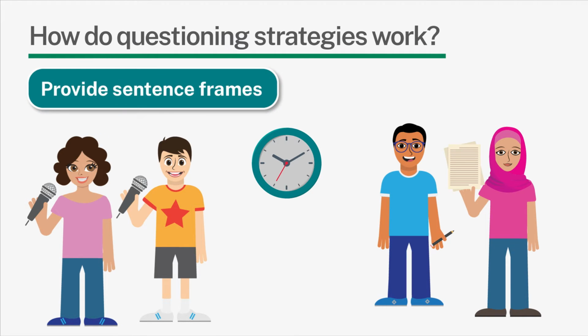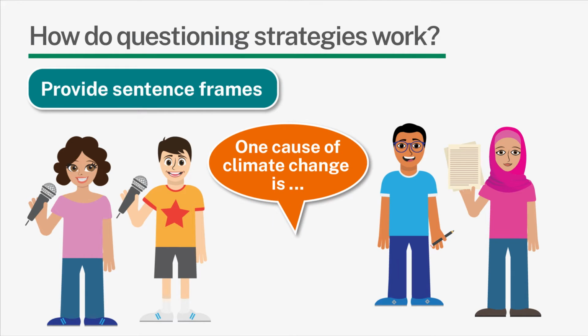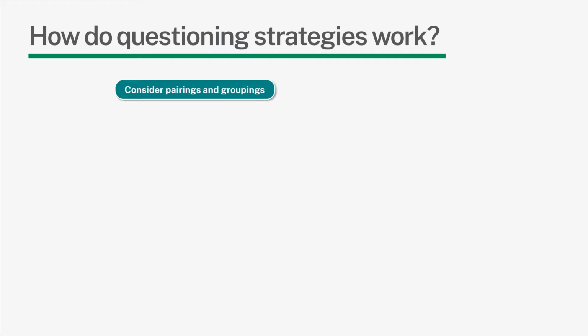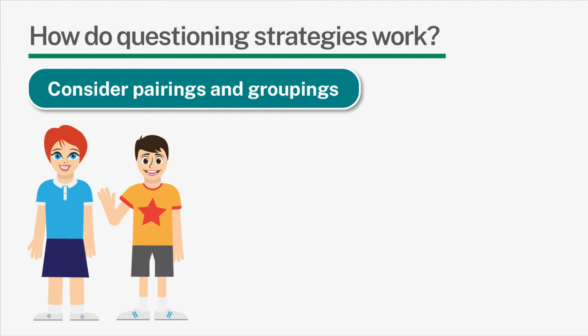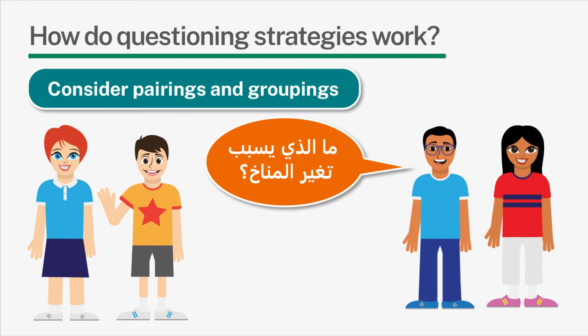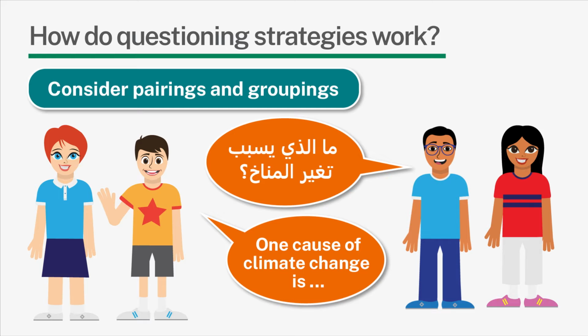An additional support is the use of sentence frames to help learners structure a response. Share these with learners before sending them off into pairs. A further type of support is to partner learners who share a common home language. Have learners discuss responses in their home language first, prior to sharing these with the larger group in English.